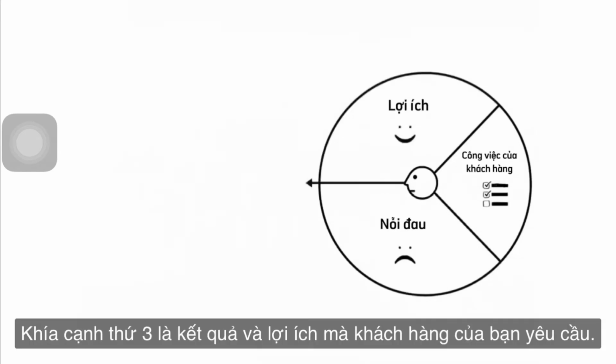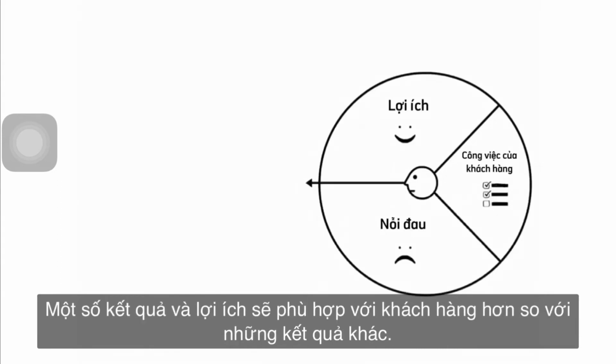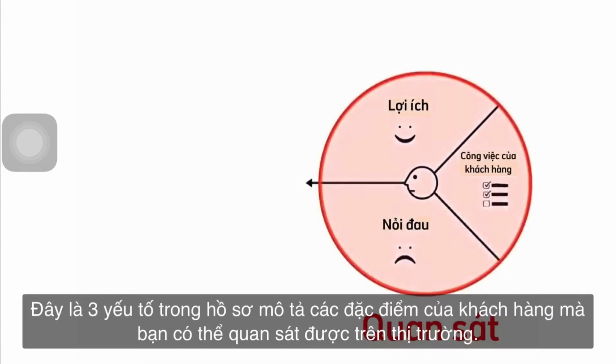And the gains, describing the outcomes and benefits your customers require, expect, desire, or would be surprised by. This includes things like functional utility, social gains, positive emotions, and cost savings. And again, some outcomes and benefits will be more relevant to customers than others. These three elements of the profile describe the customer characteristics that you can observe in the market.